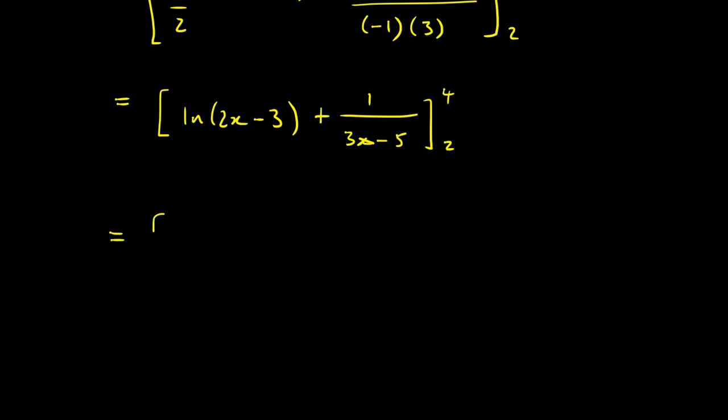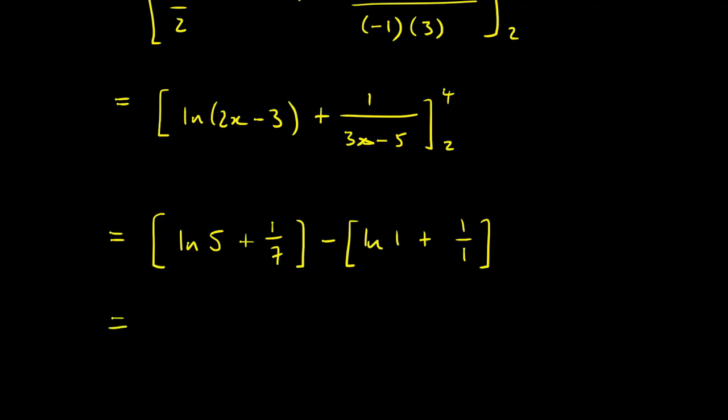We substitute in the upper bound first. So I'm going to substitute in 4. So ln of 2 times 4 is 8, minus 3 is going to give me 5, plus 1 over 3 times 4 is 12, minus 5 is 7, right? So this guy is actually just 1 upon 7. Then we've got to subtract off when we substitute in the lower bound. So substitute in 2, we get 2 times 2 is 4, minus 3 is 1, so you get ln 1, plus 1 over 3 times 2 is 6, minus 5 is 1, right? So we get 1 divided by 1.